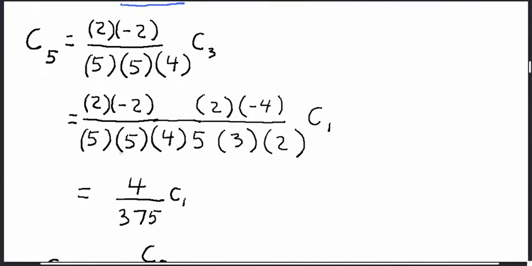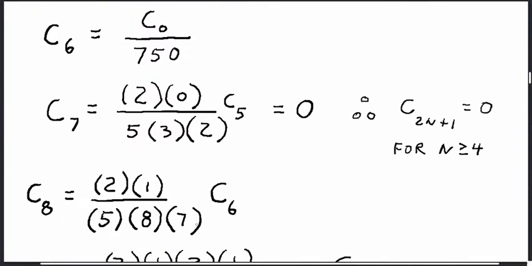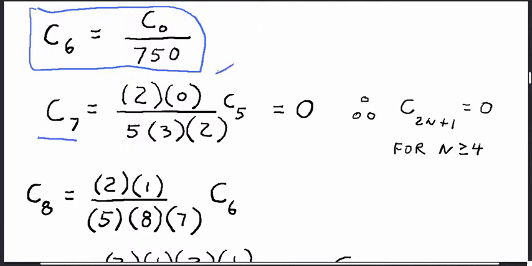C5 is 4 divided by 375 times c1. I just abbreviated. I did the calculation. It took me quite a bit of time, actually, unfortunately. But c6 is c0 over 750. And then a very interesting thing happens here in this example for c7. See, at c7, we have the appearance of the 0 in the numerator. So that means that c7 is 0.